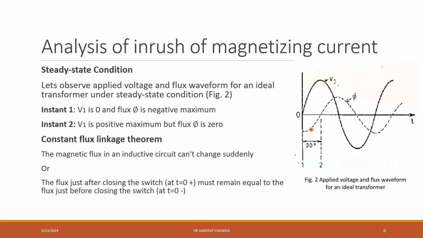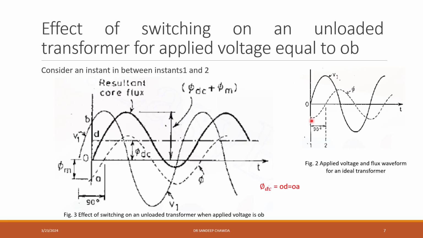But in order to follow the constant flux linkage theorem, that flux must remain the same, that is 0 in this particular case. So the transformer is going to produce a flux which is called the DC flux, and the value of the DC flux would be equal to this value at the instant when the transformer is turned on. That particular value of the flux is produced by the transformer, and it would remain constant if R1, the primary leakage resistance, is neglected. That is shown in this particular figure.